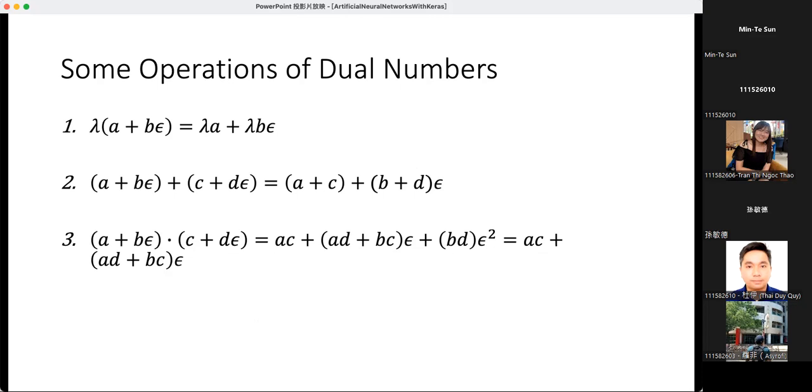And when two dual numbers are multiplied together, it's just like regular multiplication. The only thing that is important is that this term has an epsilon squared. Remember, I told you epsilon is so small that when we have an epsilon squared, this term pretty much vanishes. So the result is going to be AC plus AD plus BC epsilon. Okay, so far so good, right?